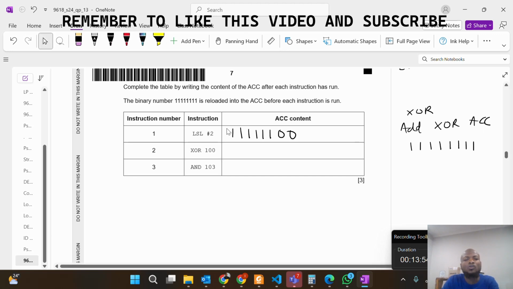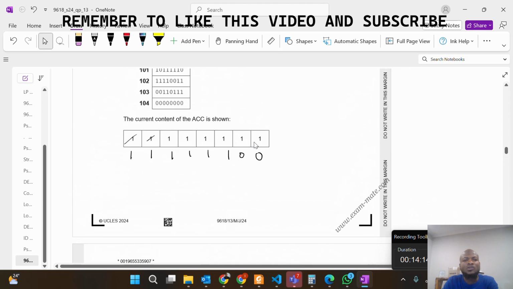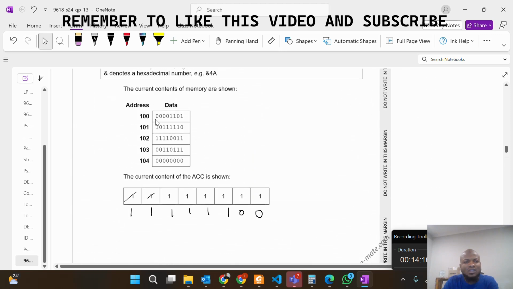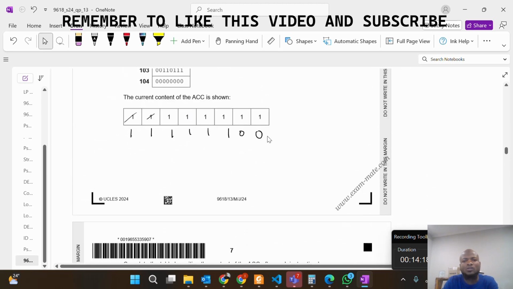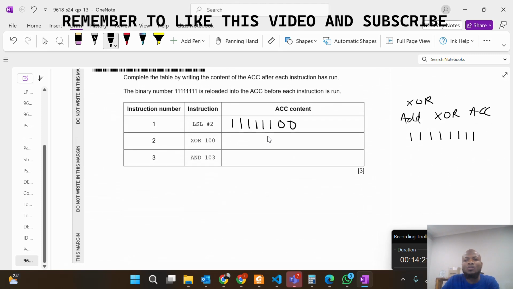Don't forget, the question says that these 8 ones are reloaded into the accumulator before each instruction. So you don't say that the content of the accumulator was initially 11111100. No, it has been reloaded according to this instruction. And the content of address 100 is 00001101, that is 4 zeros, then 1, 1, 0, 1.